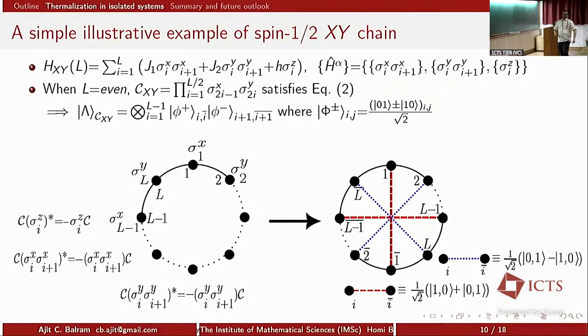And now you can write down this state, which is lambda CXY, which is phi plus at bond i bar and phi minus at bond i plus 1 bar. Why is it like this? I have phi plus because I need to make 1 and 1 plus L with sigma x. So it will be 0, 1 because sigma x flips the spin, so this state will be 0, 1 plus 1, 0. But on the next state, I have to put sigma y, and sigma y flips but with a sign, so this state will be 0, 1 minus 1, 0. So I make dimers alternating like this: 0, 1 plus 1, 0, then 0, 1 minus 1, 0, then 0, 1 plus 1, 0, 0, 1 minus 1, 0, and so on.